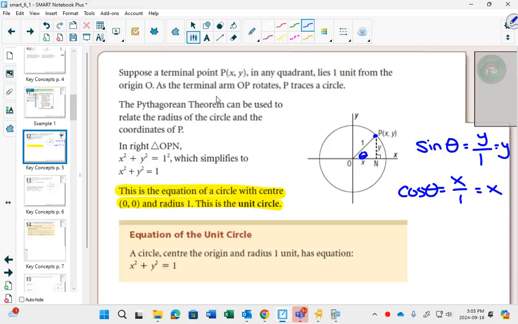Which means if we have a point on the unit circle, instead of calling that point x comma y, we can talk about that point only with theta. We can say the x coordinate will be cos of theta, and the y coordinate will be sine of theta.